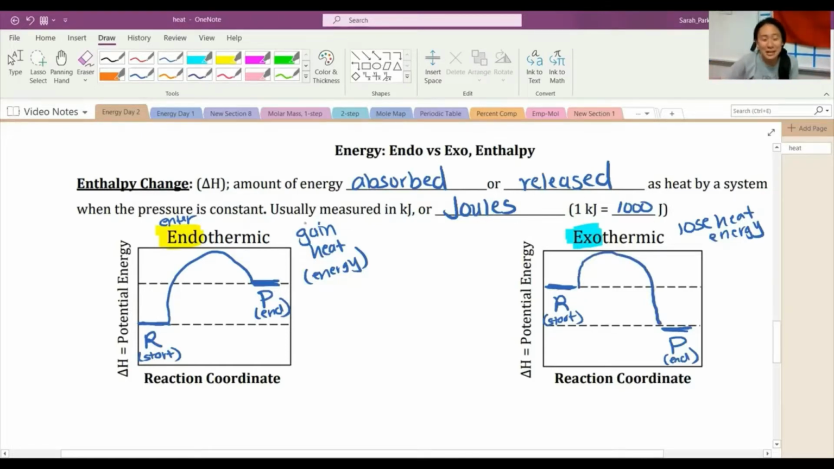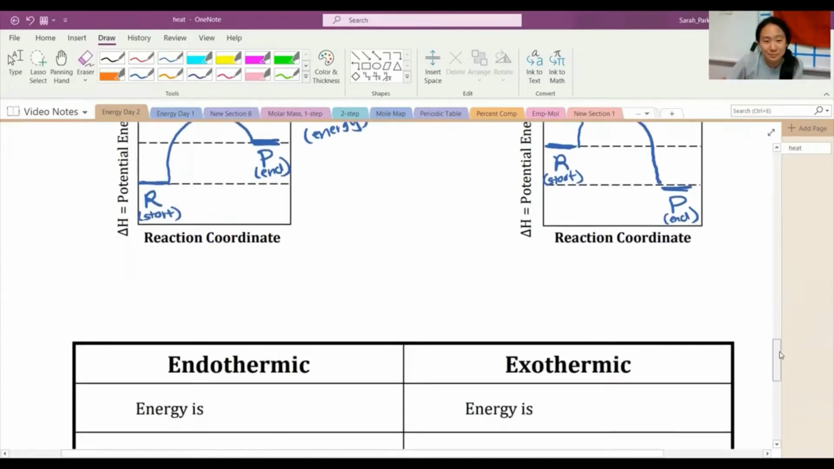So don't really focus on where exactly the humps are. Think about where you're starting and your end point. Am I gaining energy or am I losing energy? Okay, so think about it that way.